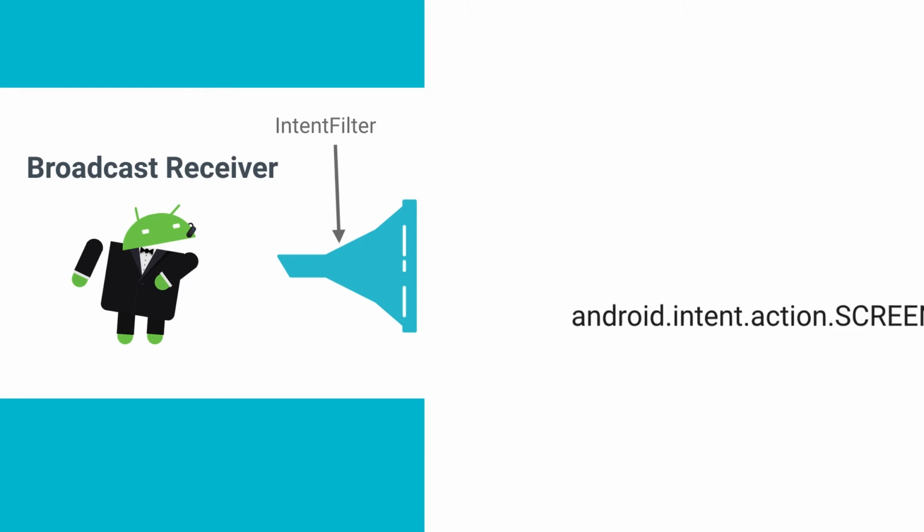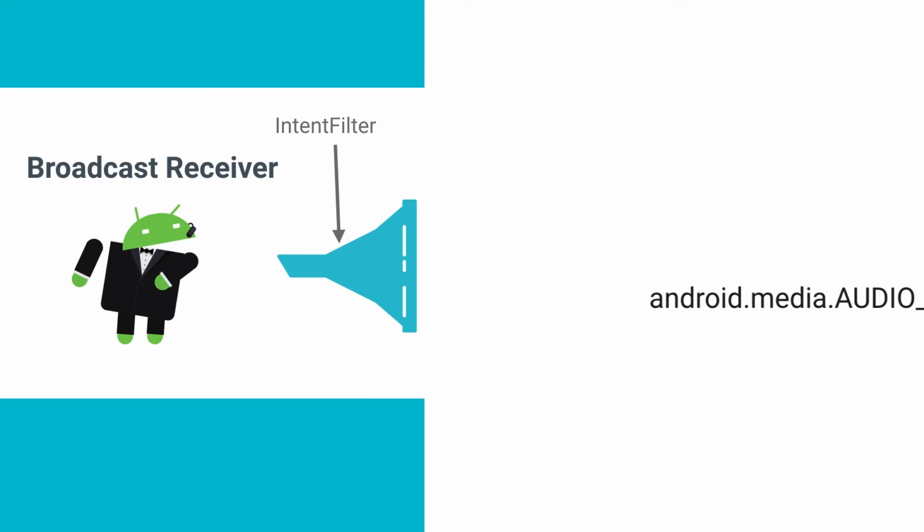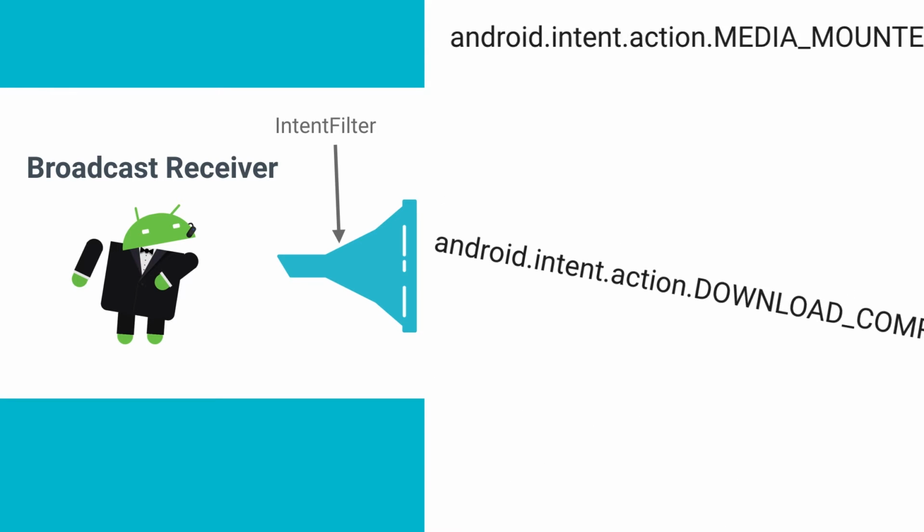You specify which request the receiver is interested in using something known as an intent filter. An intent filter is an expression that says what intents should trigger your component. Intent filters are commonly used in the app's manifest file. It should be noted that intent filters are not specific to broadcast receivers.